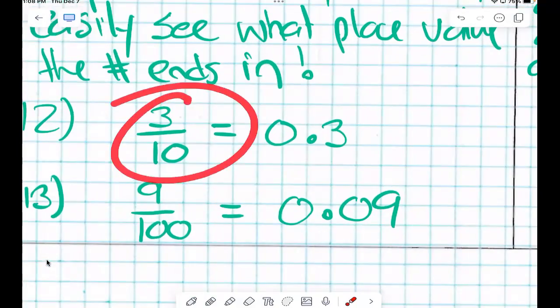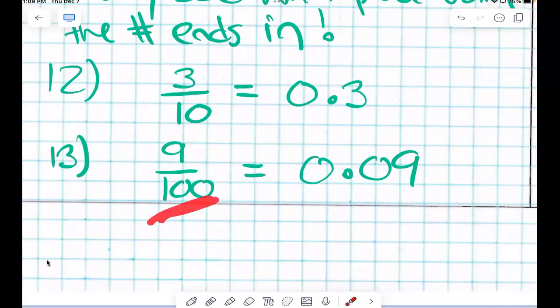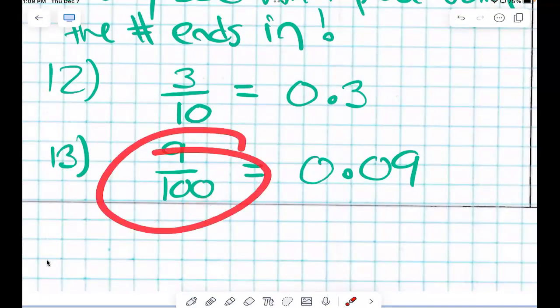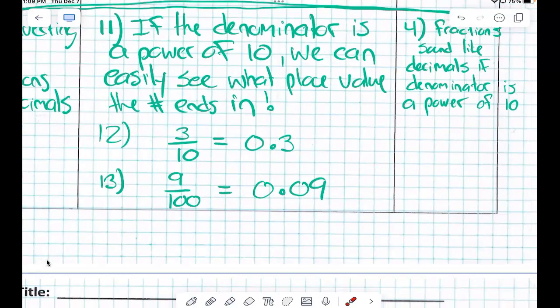So here's a fraction, 3/10, yes? Is this denominator a power of 10? Yes. So read this fraction. 3/10. Does the decimal sound the exact same? Yes. So we say 0 and 3/10, but it sounds the same, yes? Just that 0 in front. Is this a power of 10? Yes. Read this. 900. So if you have a denominator that's a power of 10, your decimal sounds the exact same as the fraction?